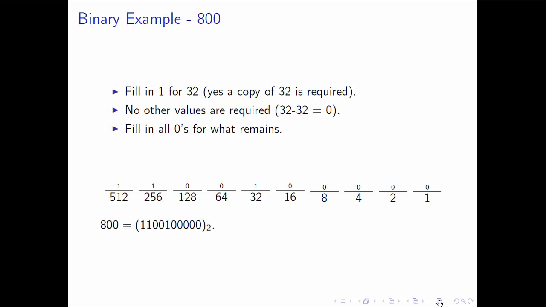So if I were to take the decimal number 800 and represent it in binary, I would represent it this way: 11001 and 5 zeros.